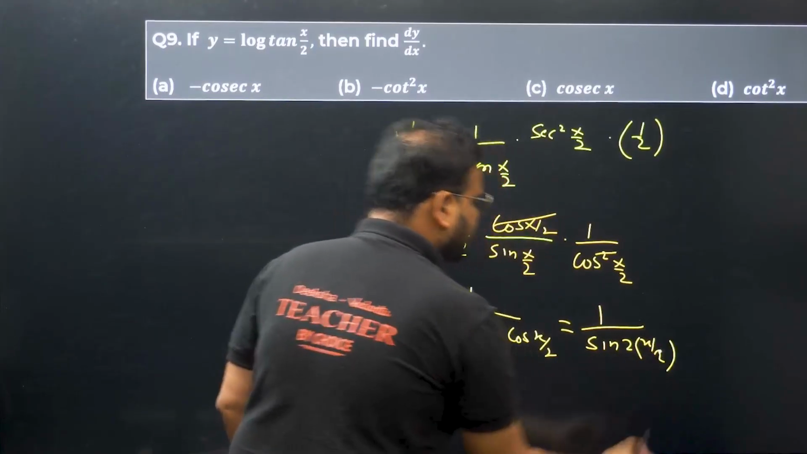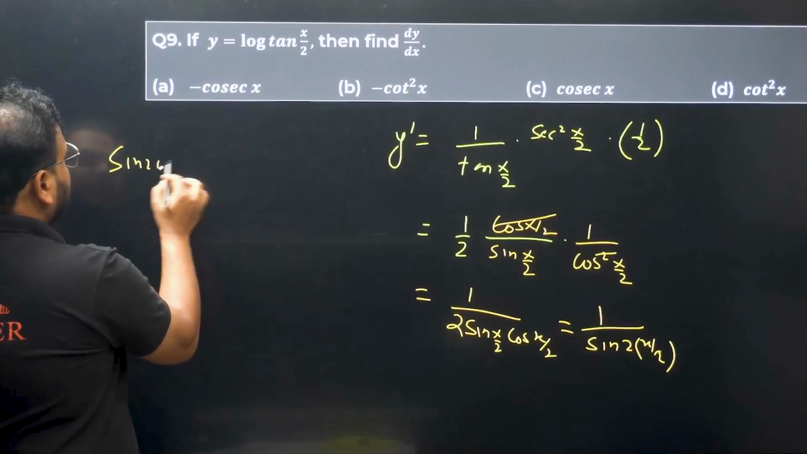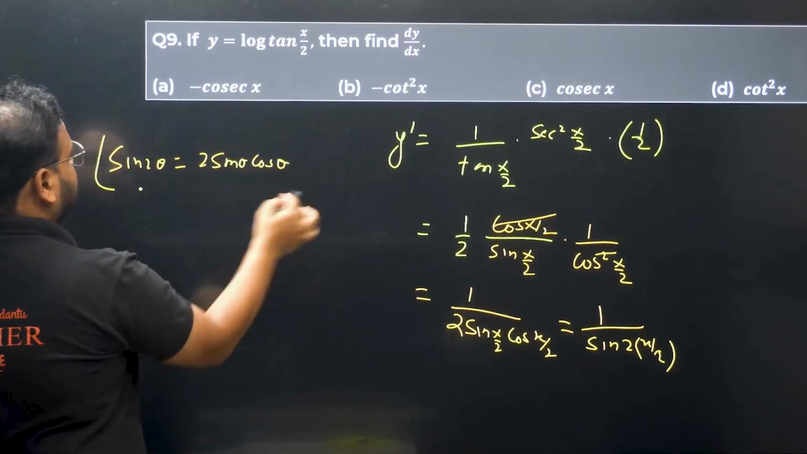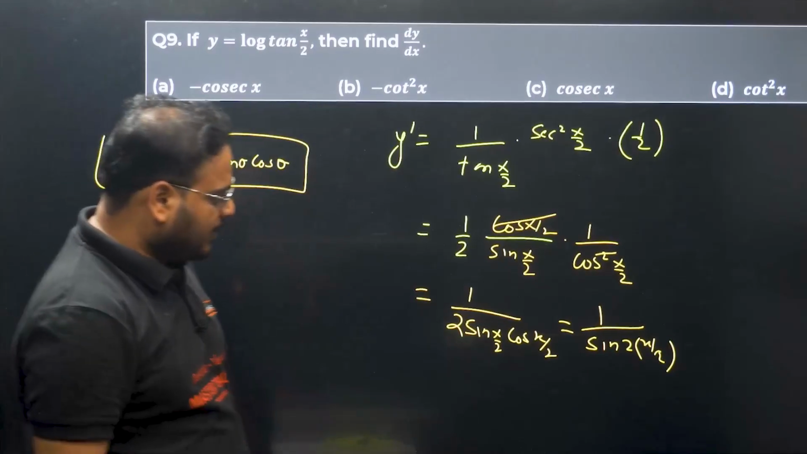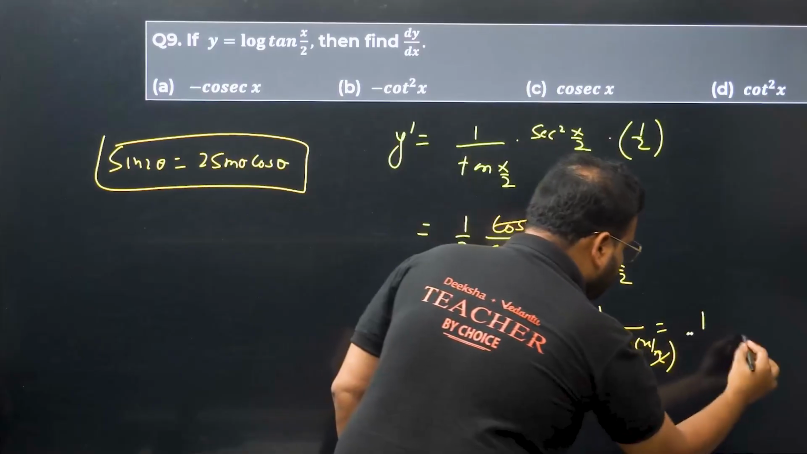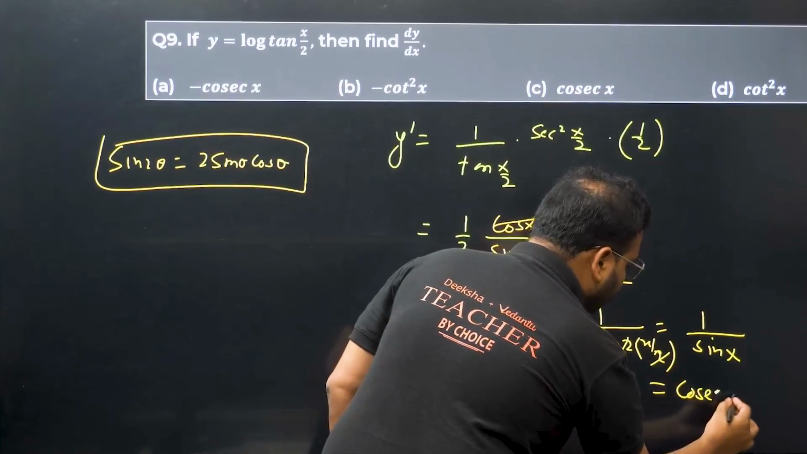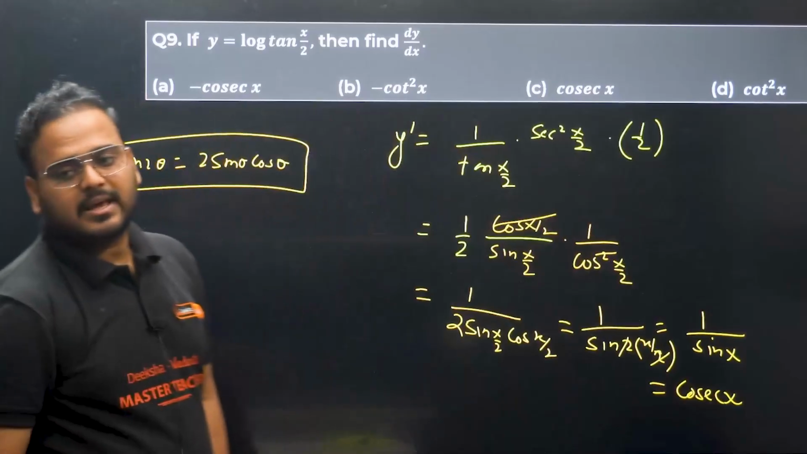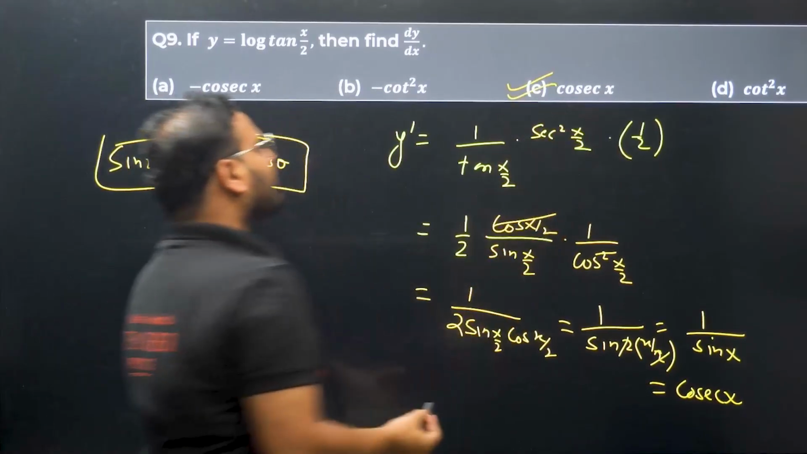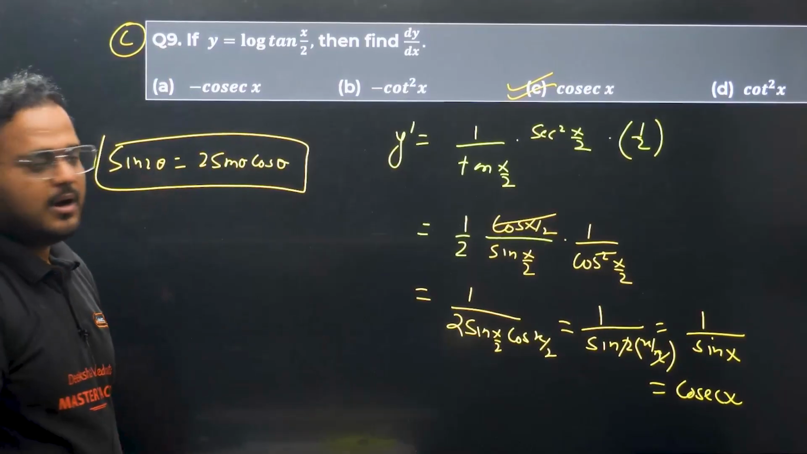The sine 2 theta formula is there, right? 2 sine theta cos theta, that one. So 1 by 2 sine x by 2 cos x by 2, and 2 and 2 cancel. I get simply 1 by sine x, which is nothing but cosec x. Option is C. Question number 9, option C is correct. Question number 10, let's solve now.